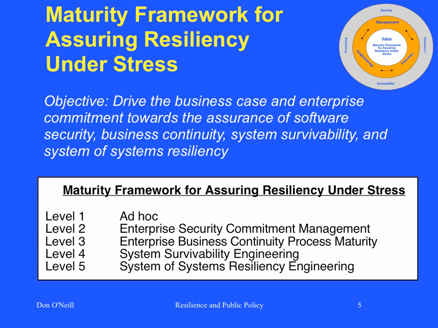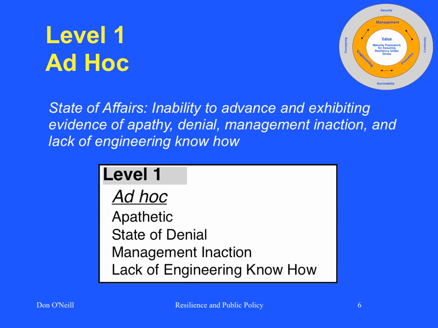The objective of the maturity framework for assuring resiliency is to drive the business case and enterprise commitment towards the assurance of software security, business continuity, system survivability, and system of systems resiliency. Level 1 is a state of affairs where there is inability to advance, exhibiting evidence of apathy, denial, management inaction, and lack of engineering know-how.